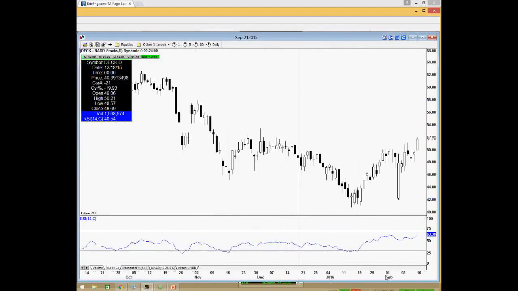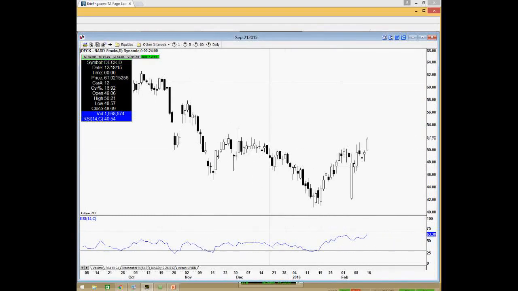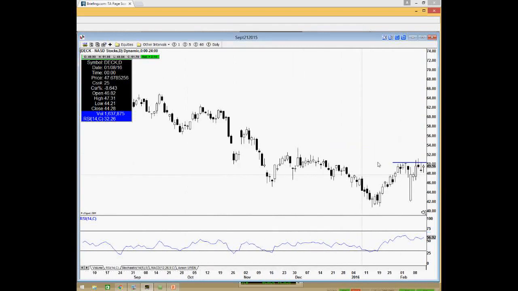So Deckers was a pullback long candidate for today, and it's just a simple mechanical scan where you can see the resistance level is right here around $50, and the pullback prior to today began right in here. You see that it's down about 2 or 3 days off its high, and you had a resistance level right there.